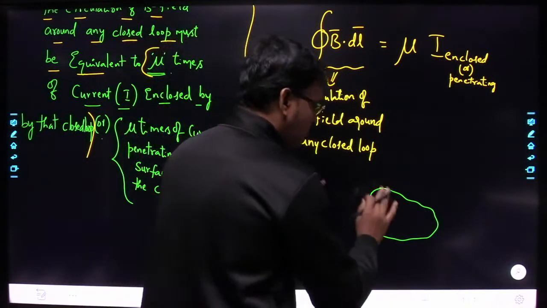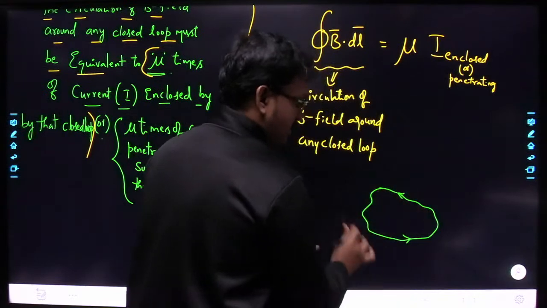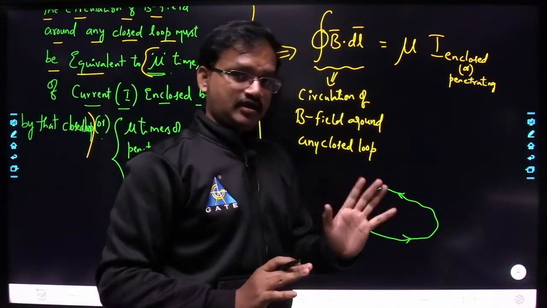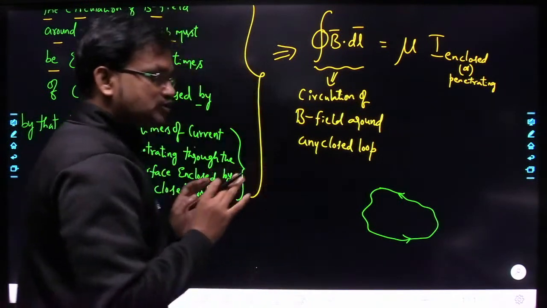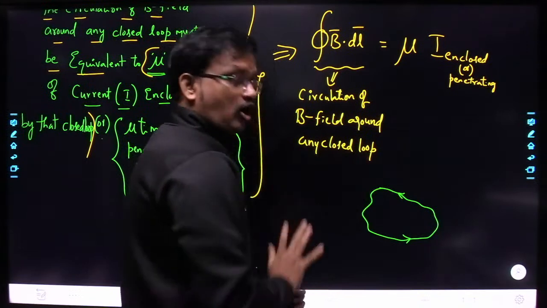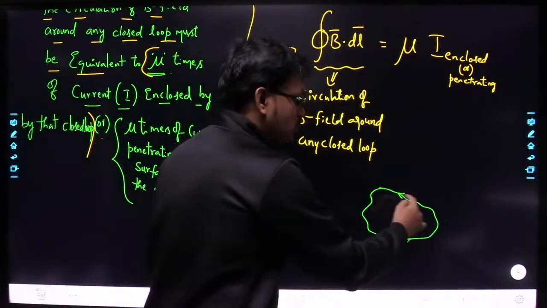Now I am enclosing this loop here in anti-clockwise direction like this. Understood? Now I want to determine how much of the B field is aligned around this closed loop.